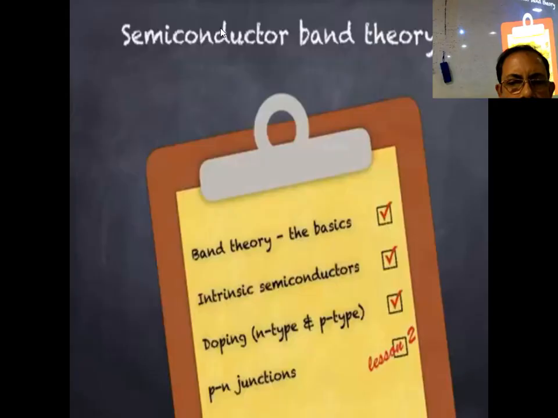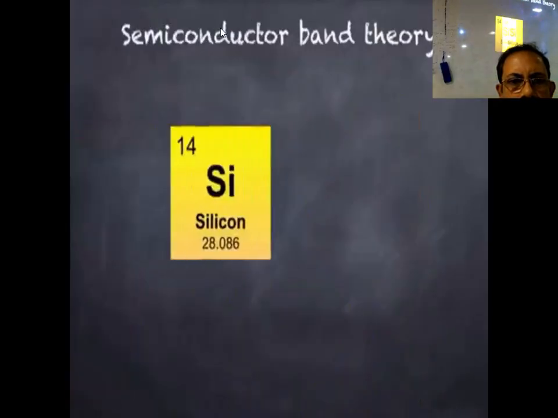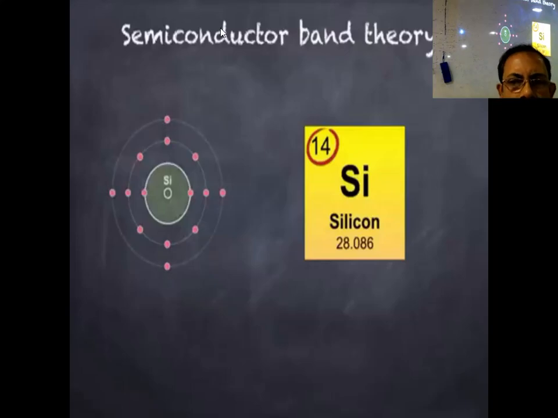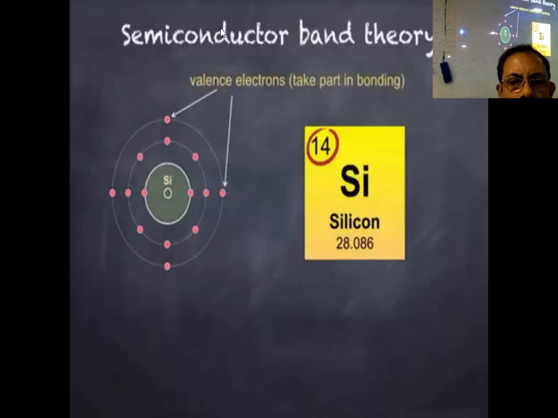So, first of all, we're going to look at the element silicon, although other semiconducting materials are available. Silicon has the symbol Si and an atomic number of 14. This means that silicon atoms contain 14 electrons: 2 in the first shell, 8 in the next, then 4 in the outer shell. We refer to these outer electrons as valence electrons. These are the electrons which can form chemical bonds.